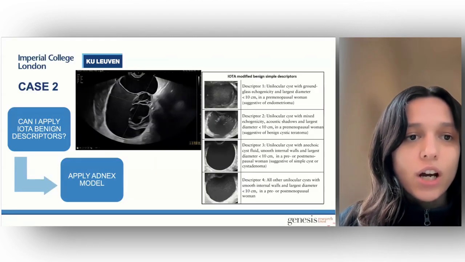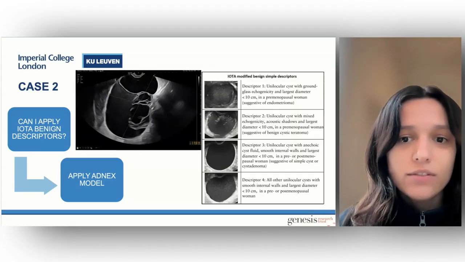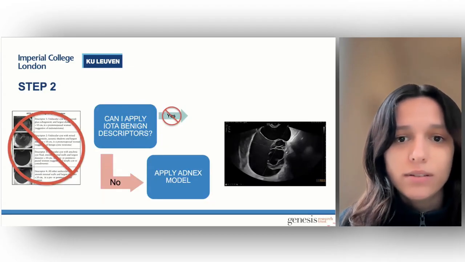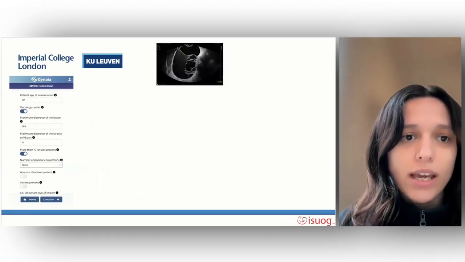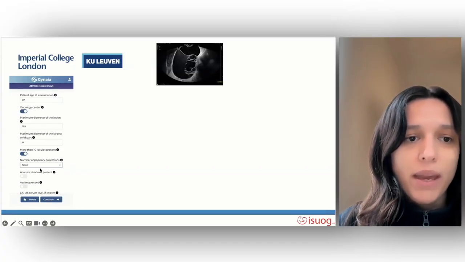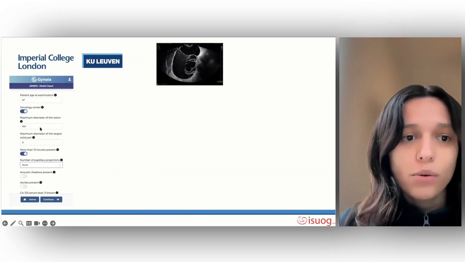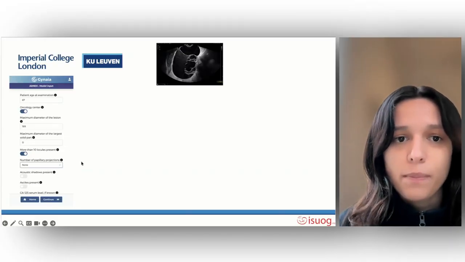So the first question to ask yourself in the two-step strategy is, can I apply the benign descriptors? Well, cheating, it's very easy to say no because this is not a unilocular cyst. So no, I cannot apply the benign descriptors. So the next step is to apply the ADNEX model. So this just shows the ADNEX app, which is available, and you can use it on your phone and input the patient information. So she's 67. She was scanned at an oncology center. This is 189 millimeters, so almost 20 centimeter lesion. No solid component, more than 10 cyst locules, no papillary projections, no acoustic shadows, and no ascites.